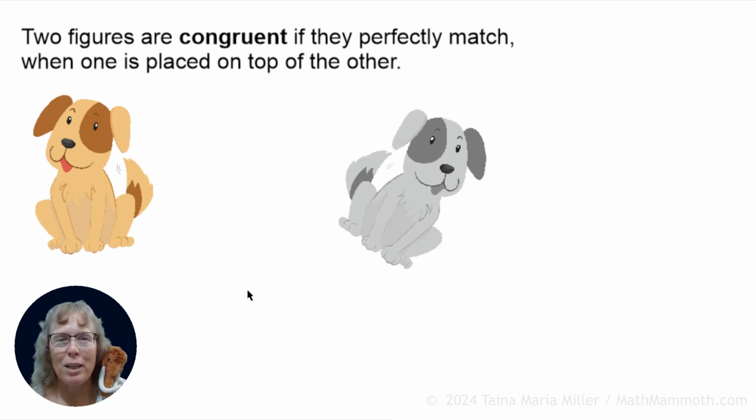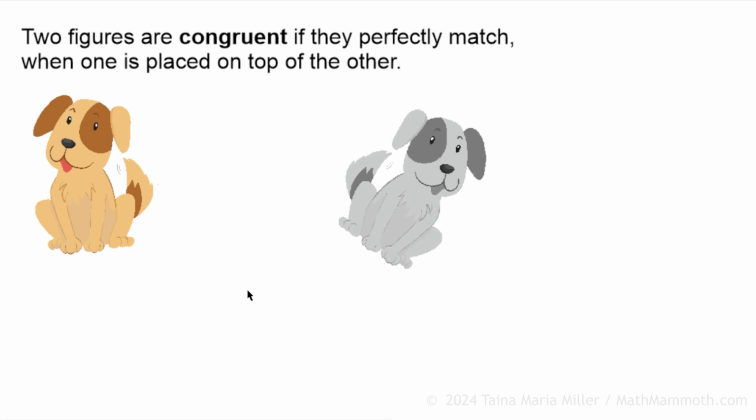Today we're going to talk about geometric transformations, in particular congruent transformations. And let's look at an example. It says that two figures are congruent if they perfectly match when one is placed on top of the other. Do you think these two doggies are congruent?